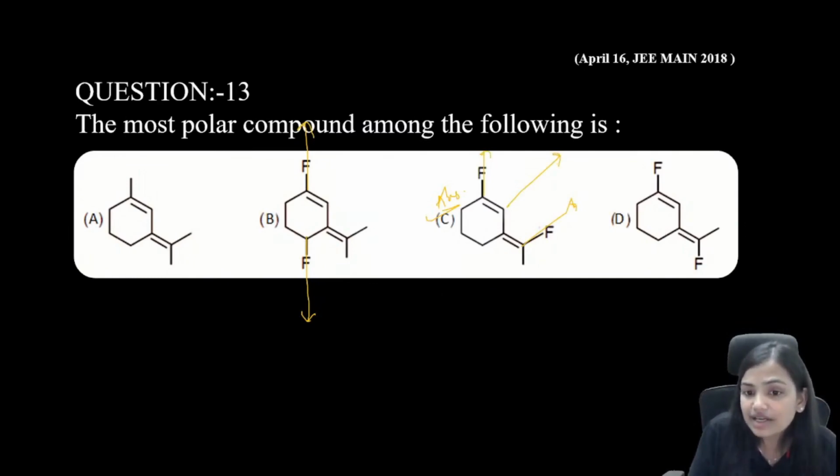So the dipole moment increases. But here it is in this direction. Here it is in this direction. Again the vector sum decreases. So the answer is option number C.